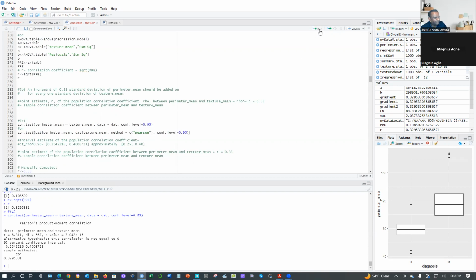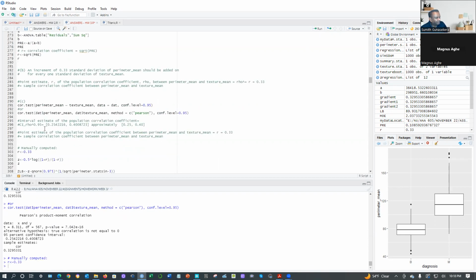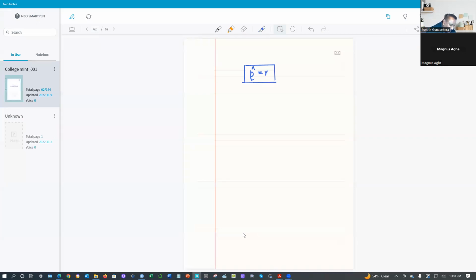You can give it like this if you want. Then you can say confidence interval estimate for the population correlation coefficient. It's nothing but the confidence interval. This is what I have written over here. CI: this is the point estimate of the population correlation. That's that. Now I need the interval estimate of the population correlation.